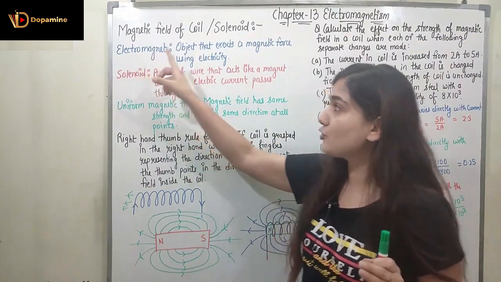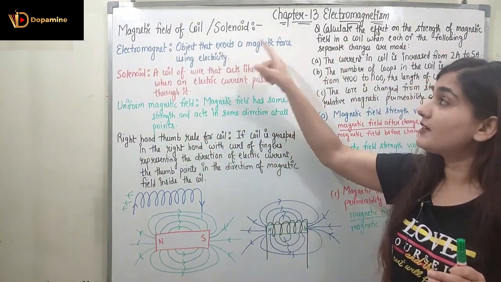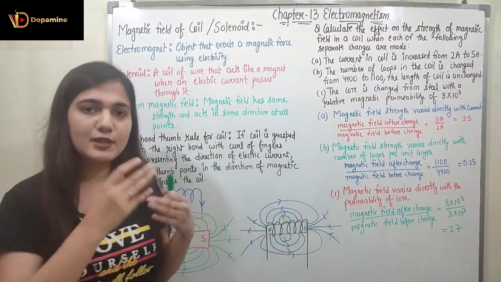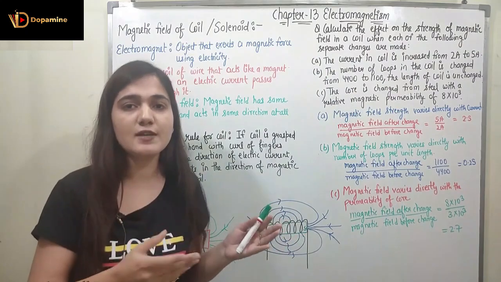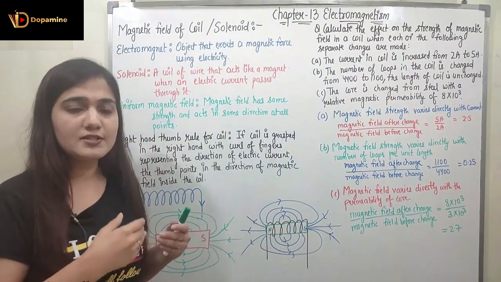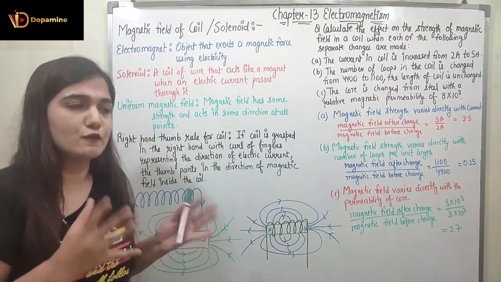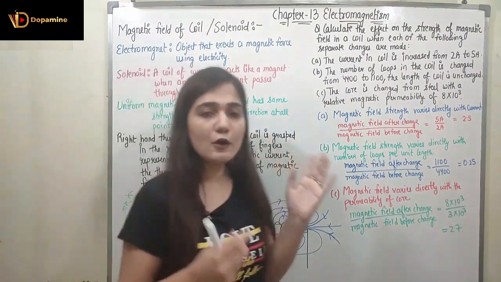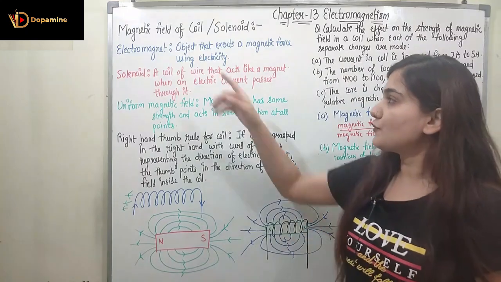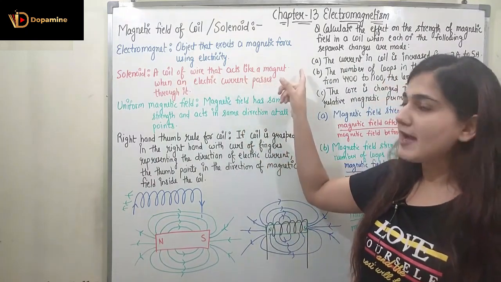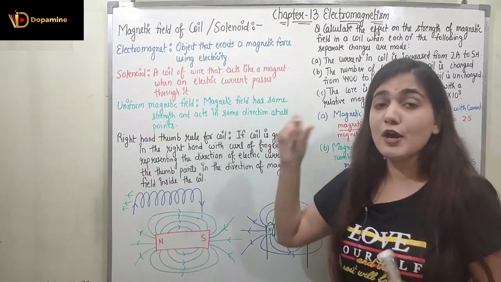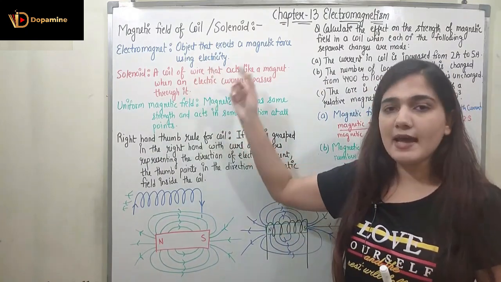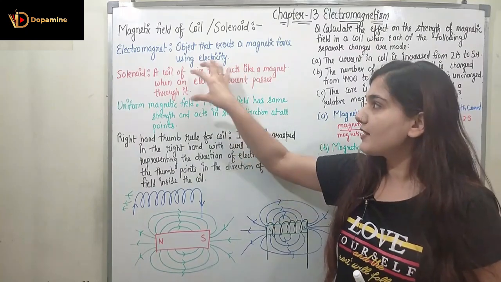But an electromagnet is an object that exerts a magnetic force using electricity. As long as I am sending electricity to the electromagnet, it will have the magnetic force, and when I remove the electricity, it will not have a magnetic force. So I hope you understood what an electromagnet is. Now coming to the solenoid. A solenoid is a type of electromagnet. It is a coil of wire that acts like a magnet when an electric current passes through it. Only when I am sending current through the coil will it behave like a magnet, right? So it's an electromagnet.